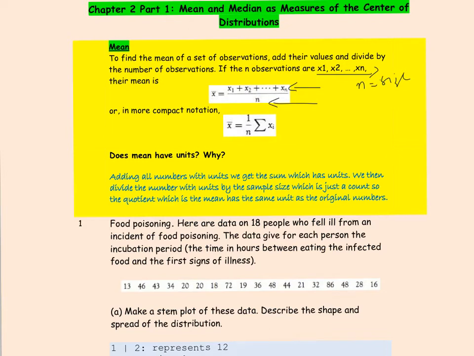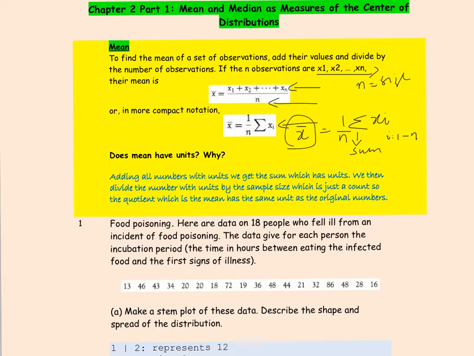Another way of writing it is, as you see here, the symbol sigma just means summation. So you sum all the numbers xi, where i ranges from 1 through n, but then you have to divide by n. So this is just another way of defining the mean, which is denoted by x bar.